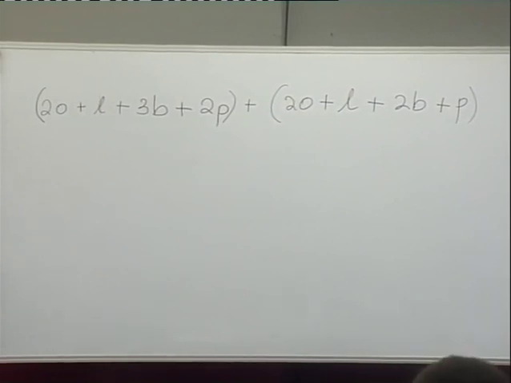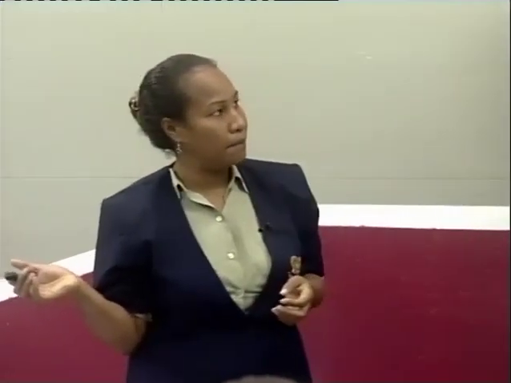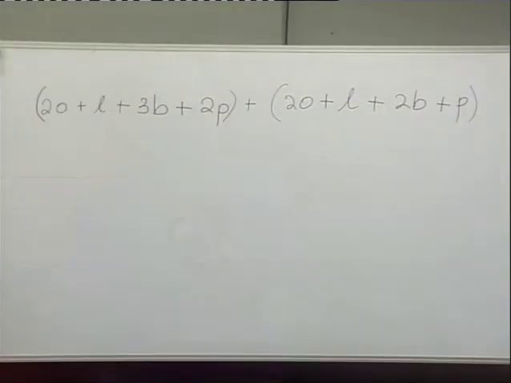Now, I'd like you to add group number 1's fruits with group number 2's fruits, and you give me the total. Okay, you know what to do? You are now going to total. Get the total of the number of fruits for the two groups.